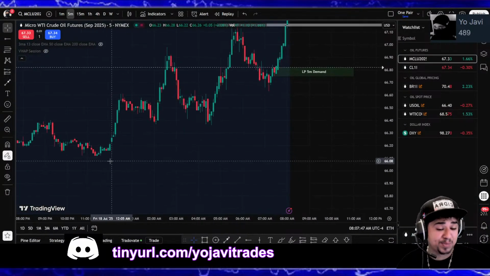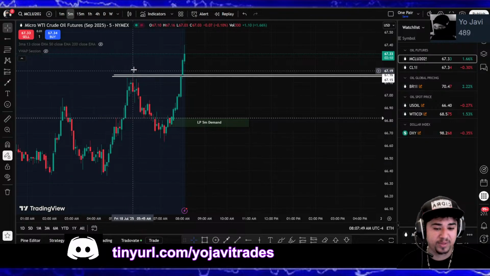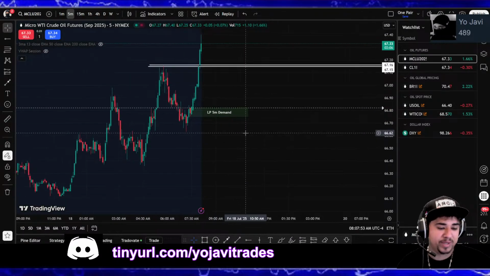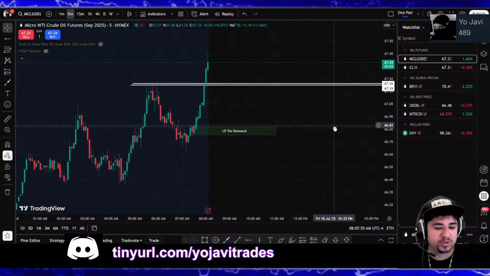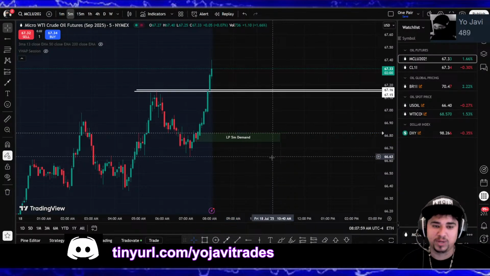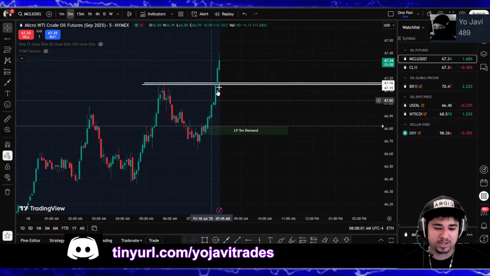But this price action right now is beautiful. At least from here, that's just beautiful. Low probability, 5-minute demand. Honestly, I would take it. Again, it's low probability. I wouldn't always do that, but I love the market structure.